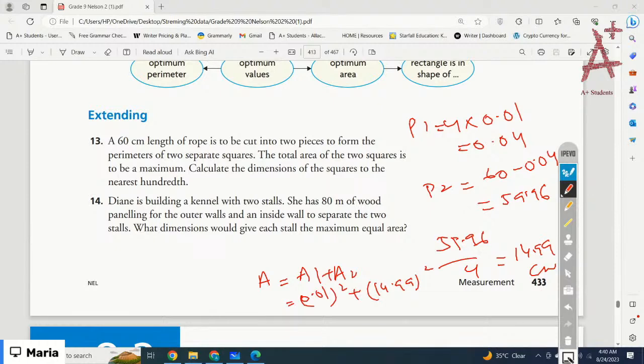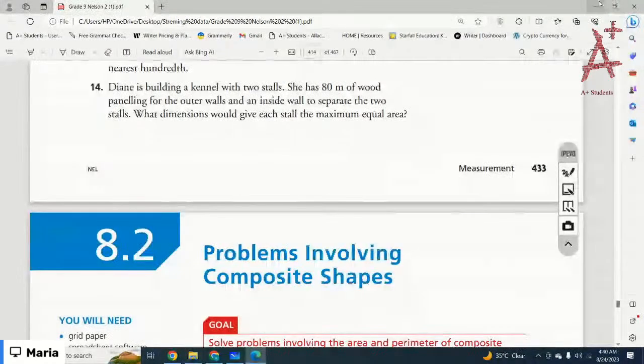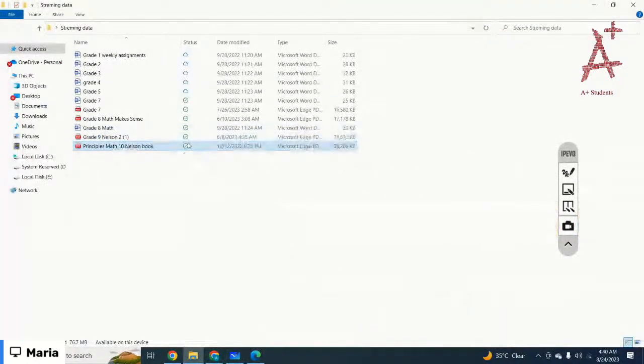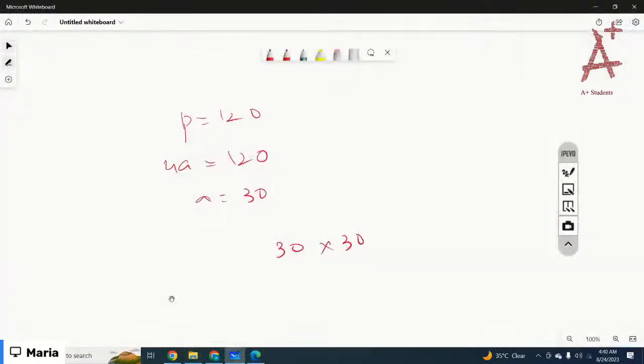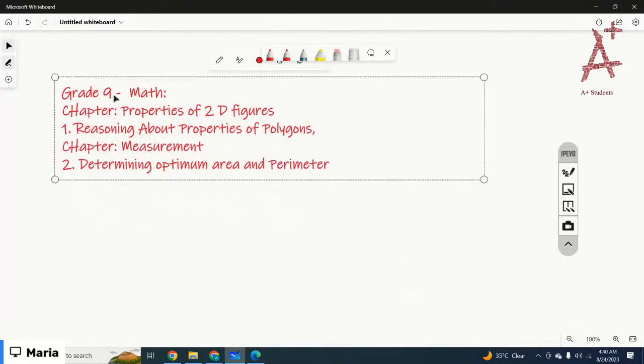So we are done with the lesson. So we were working on grade 9 math. We have started with the chapter properties of 2D figures, and the lesson we have covered from the chapter is reasoning about properties of polygons. Then we have started with chapter measurement, and the lesson we did is determine optimum area and perimeter.